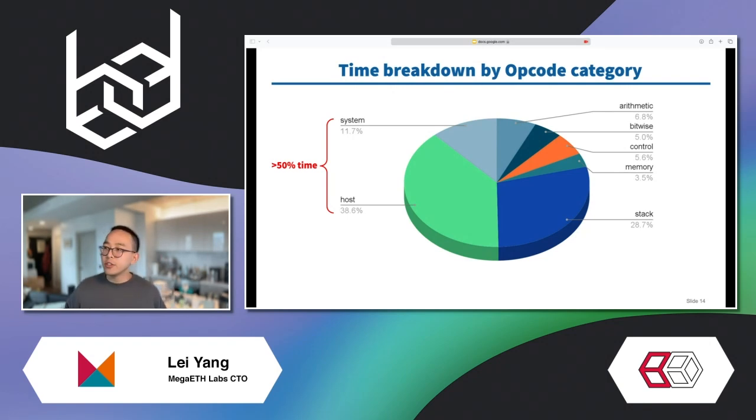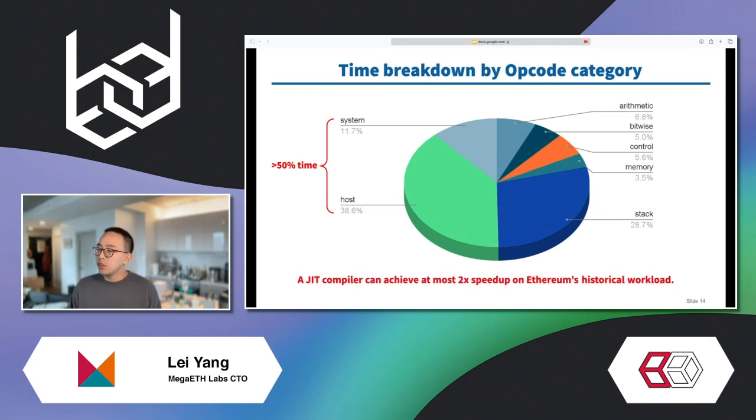Second, stack operations take another 29% of the time, and the remaining 20% of time is spread across arithmetic operations, bitwise operations, control operations, and so on. There have been proposals on compiling smart contracts using either ahead of time or just in time (JIT) compilers, but since system and host opcodes are already written in the native language and already compiled, a JIT compiler or an ahead of time compiler can only accelerate the opcodes on the right hand side of the chart. So at most, it can achieve a 2x speedup.